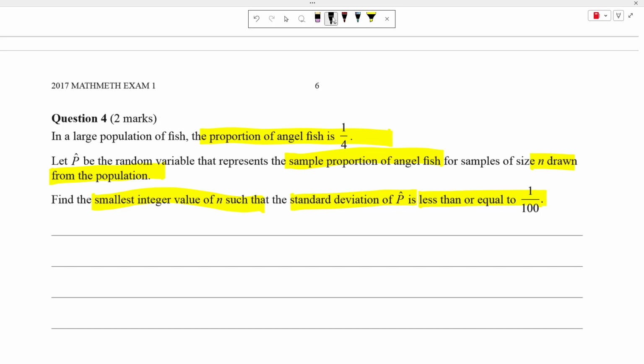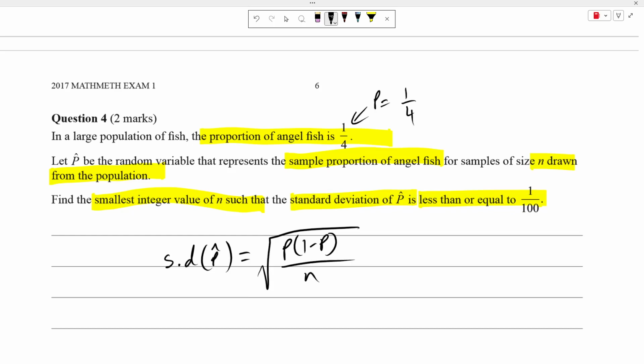Now the first thing that we're going to take from this question is that the population proportion is 1 over 4. In other words, p is 1 over 4. The next thing is we need to find the standard deviation of p hat. If you look at the VCAA Math Methods 3-4 formula sheet for the exam, it tells us that the standard deviation of p hat is the square root of p multiplied by 1 minus p, all divided by n, and everything stays inside the square root.